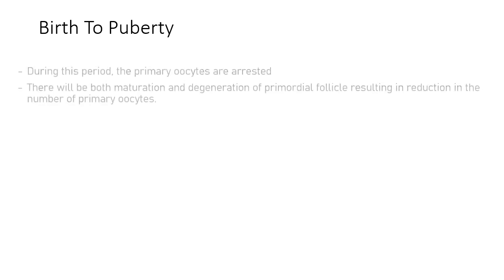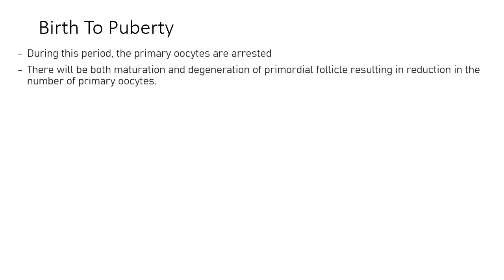Then from birth till puberty, what happens? During this period, the primary oocytes are arrested, as we have already mentioned, but there is spontaneous maturation and degeneration of the primordial follicles. Primordial follicles are simply a combination of the primary oocyte and the follicular cells.